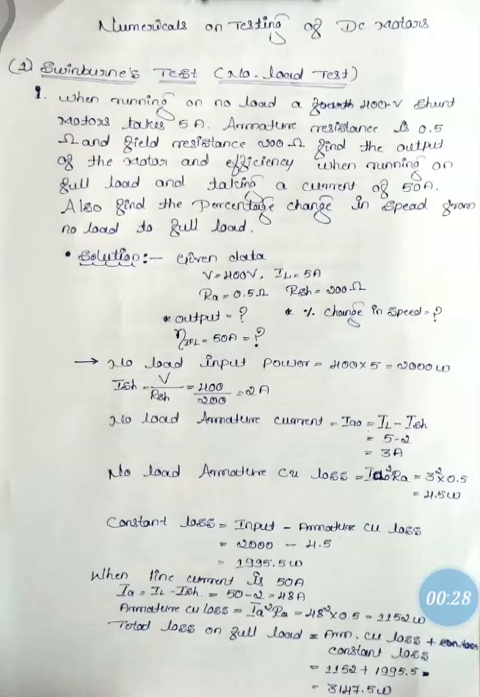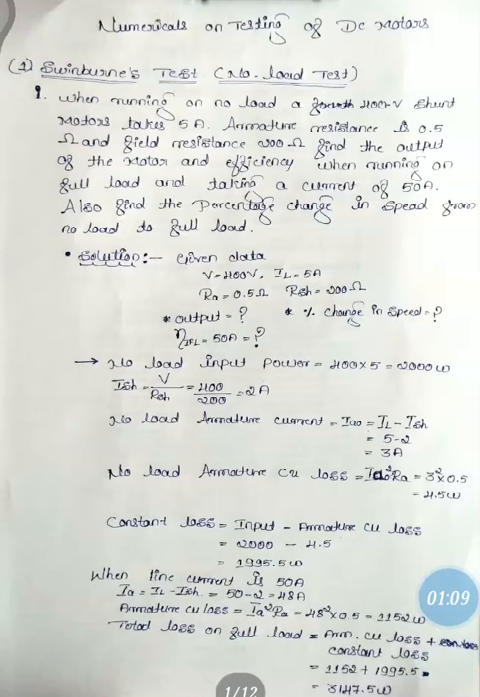I classified the numericals based on the various tests. So what we studied in the last video: various tests in the indirect method of testing DC motors. That is the Swinburne test, Hopkinson test, retardation test, also called the running down test, and field test. We'll study one by one. In each case I have taken two numericals. First we'll consider numericals on Swinburne testing of a DC motor.